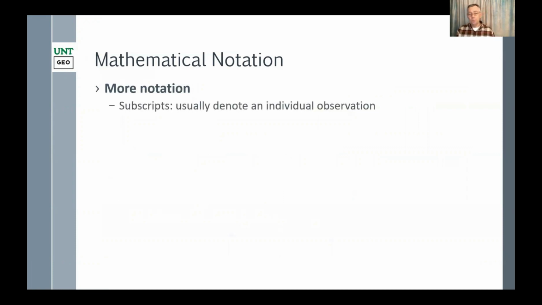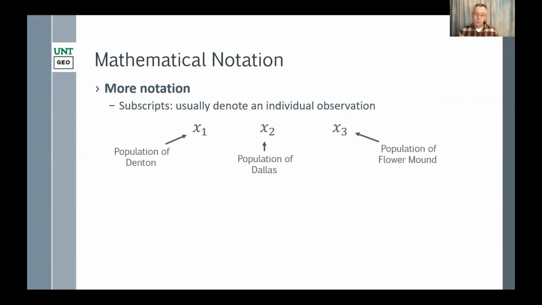What about subscripts? If you put a subscript on a variable, what does that mean? In our context, we use subscripts to denote an individual observation. So in x1 and x2 and x3, x, let's just call x a population variable, so they're all populations, but x1 might be Denton, x2 might be Dallas, x3 might be Flower Mound, x4, x5, x6, different places. So that's what we're talking about there.